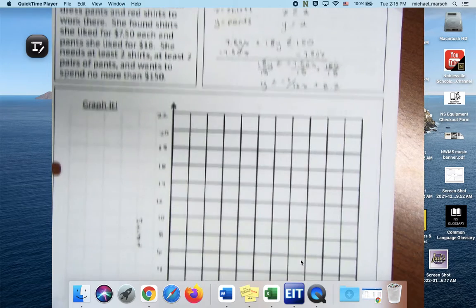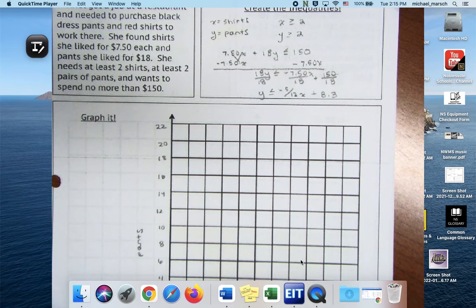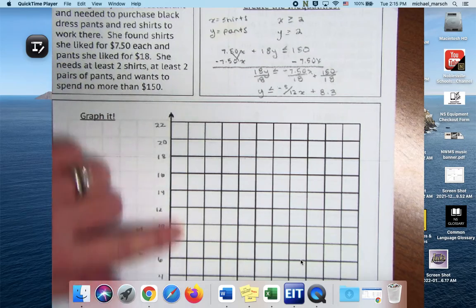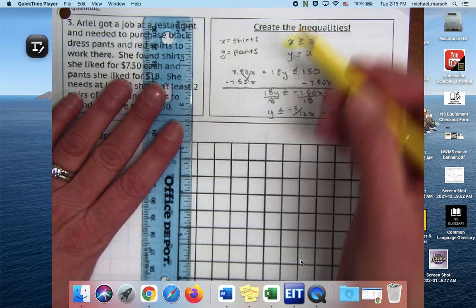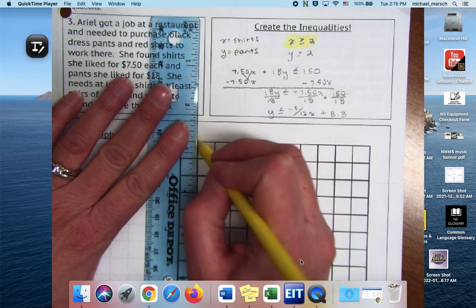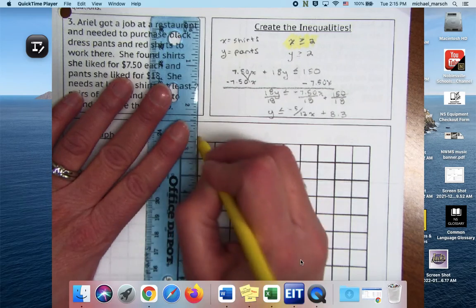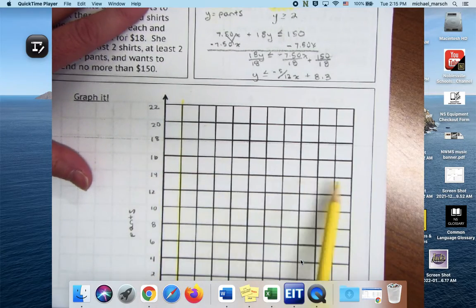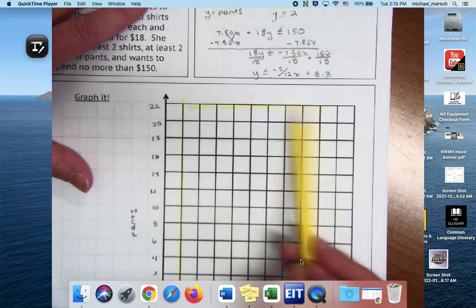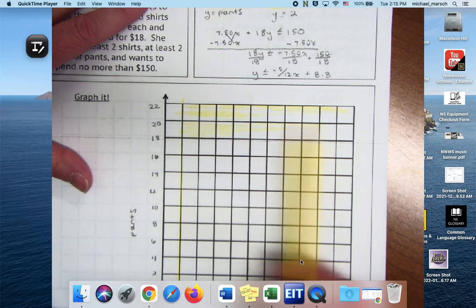All right, so we know that she needs at least 2 pairs of pants and at least 2 shirts. So pretty easy peasy. Since that's x is greater than or equal to 2, that means all of my x values are 2. So that's a vertical line. I'm going to make that one the yellow. And everything greater is going this way, right? A lot of yellow.